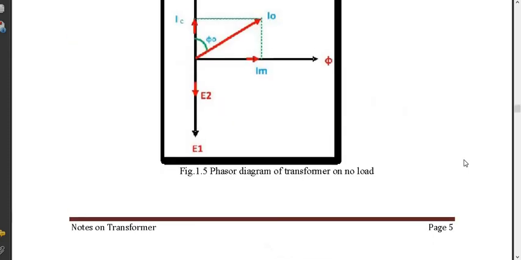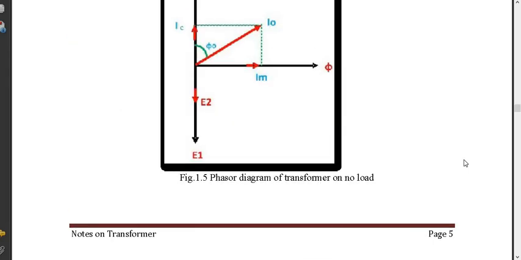So if asked, you should be able to answer how a transformer behaves on no load. In any appliance where a transformer is there, even the smallest transformer, it is going to drain some current irrespective of whether it is loaded or not. If it is supplied, it will be draining some current from the supply to magnetize the core and to supply the core loss.